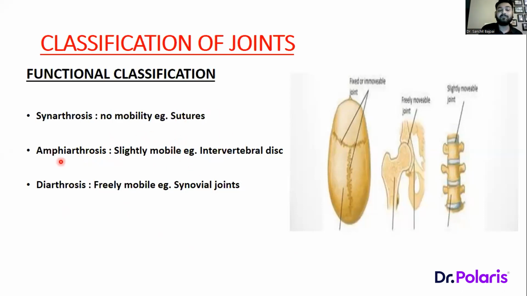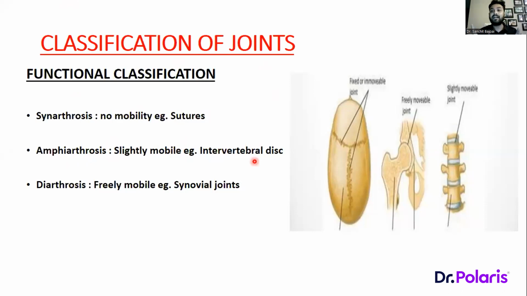That is why we give them the name amphiarthrosis. Amphi means in between. That is, it is not completely happening, neither is it incompletely happening. So because it is in between, we give them the name amphiarthrosis. Example, intervertebral disc.